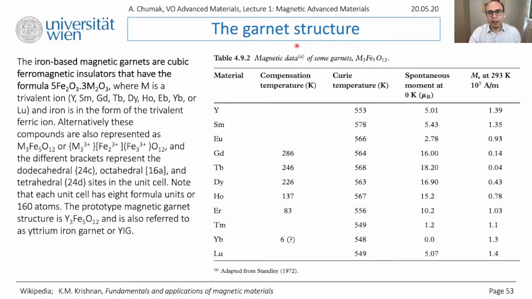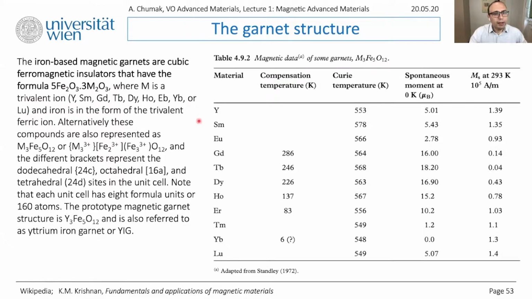But of course, we are interested in artificially created materials which have the magnetic properties which we need. So the iron-based magnetic garnets are cubic ferromagnetic insulators that have the formula 5 Fe2O3, 3 M2O3. So split it again into two parts, and M here can be represented by a trivalent ion. You can see here, so principally many different ions can be used. Or more commonly, you can meet the chemical formula in this form: M3Fe5O12.